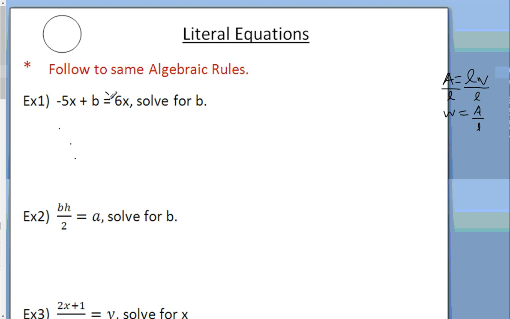Just like every other algebra problem we've done so far, we're going to make our bar. We're going to chunk this. We're trying to get the b by itself, right? That's the whole point of this. So I have to get rid of that negative 5x. What's the opposite of a negative 5x? A positive 5x. Add a positive 5x to this side, and you're left with b is equal to 6x plus 5x, which is 11x. And that's it. You just wrote the equation in terms of b instead of x.